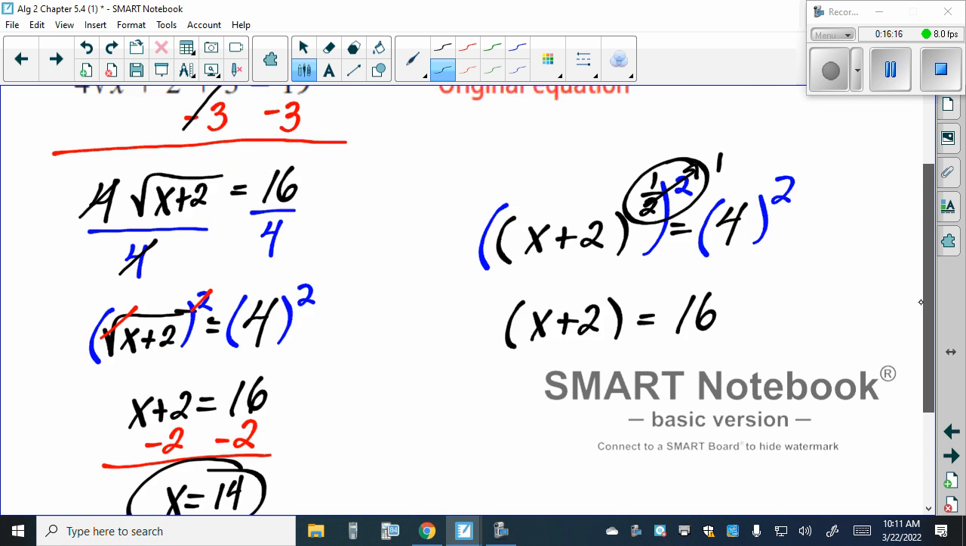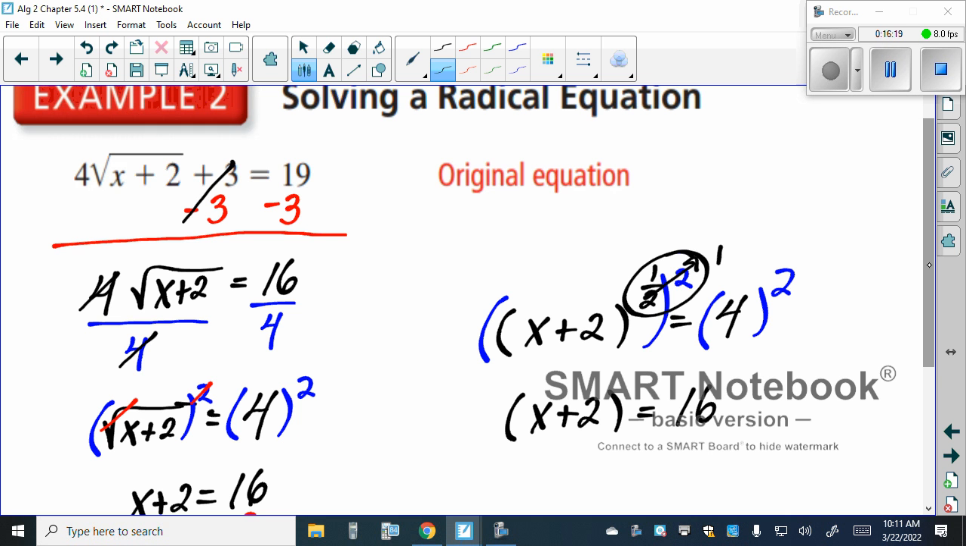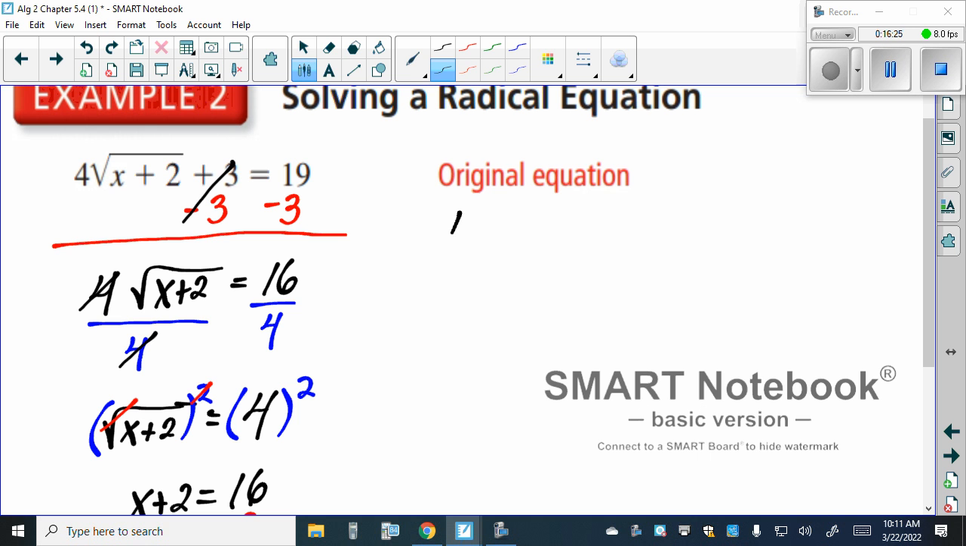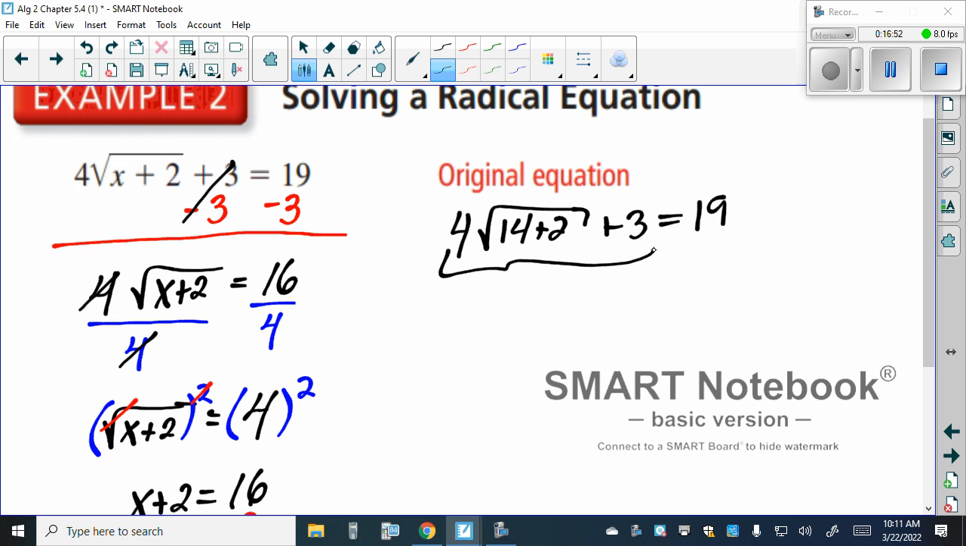But we do need to make sure that if we plugged it back into the original statement, we do get the correct answer. So what we're saying is 4 times the square root of, not 16, it was 14 plus 2, plus 3 equals 19. And especially if it says to check on the test, you're not going to have to walk it all the way through. We set it up like this, I can type this into the calculator. Okay, it says 19 is equal to 19. It checks out. We're good.